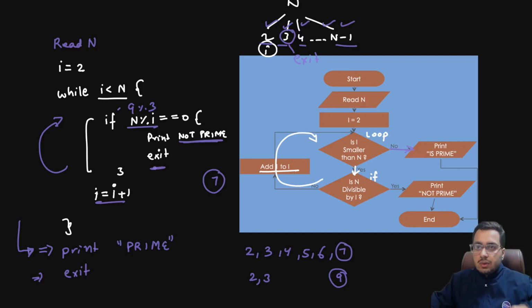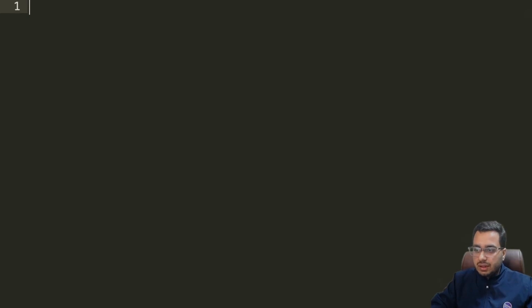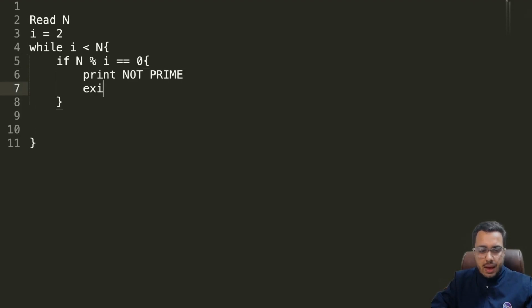So that is how you can draw a flowchart and write pseudocode to check if a number is prime or not. A quick recap of what we have done. We start with read n, we say I equals 2, while I is less than n, keep on dividing. If n is divisible by I, then you say this number is not prime, so print not prime and exit. Otherwise you go to the next location, I equal to I plus 1, and if you come out of the loop, that means you could not find a divisor, so you simply print prime and then exit.